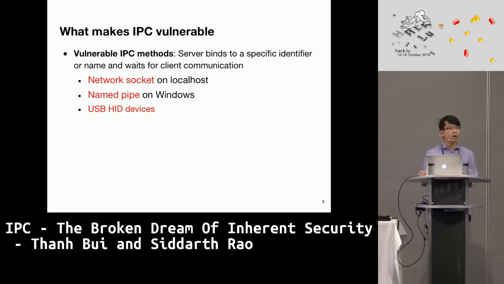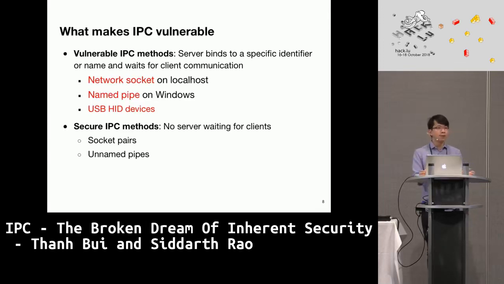And in this work, we focus on three IPC methods, which are network socket, named pipe, and USB human interface device. Strictly speaking, USB is not IPC. However, USB communication also happens inside the computer and shares a common feature with the other vulnerable IPC methods. So it leaves room for the MITMA attacker to exploit it.